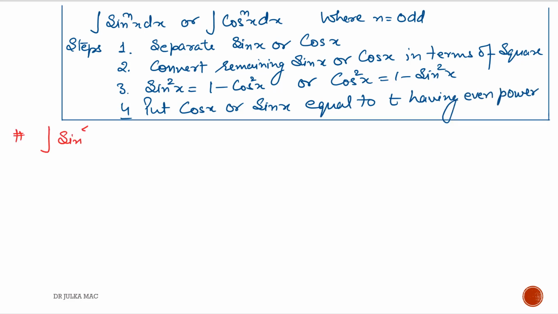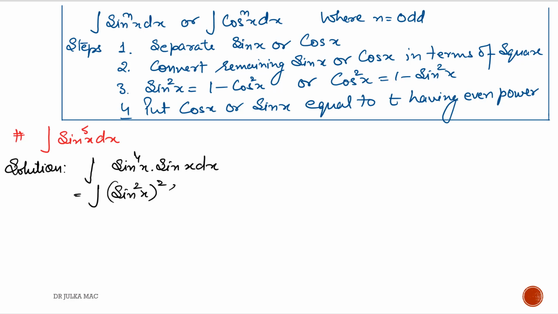We have the question integration of sin raised to power 5 x dx. So first we separate one sin x. So it is sin raised to power 4 x into sin x. Now sin raised to power 4 x is sin square x whole square. Now when we have sin square x, it is replaced by 1 minus cos square x. Now put cos x equals to t.